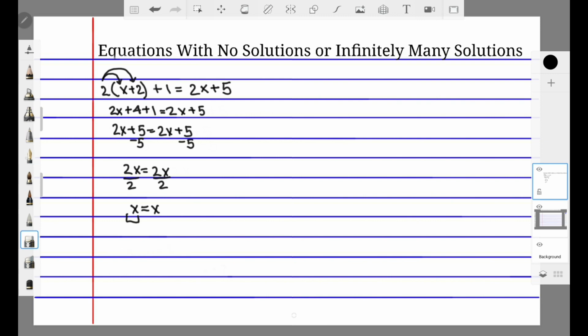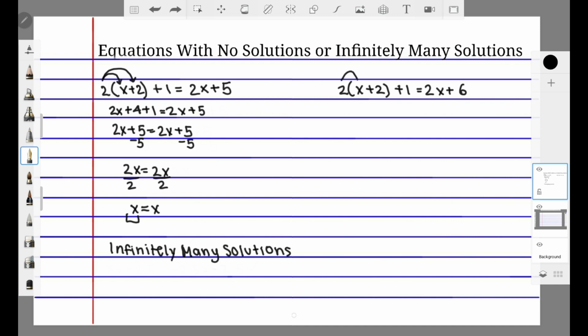When you are left with an expression of x is equal to x, or 0 is equal to 0, 2 is equal to 2, anything like that, you know that the equation has infinitely many solutions. Any possible number will work and make the equation true. Alright, so that was infinitely many solutions.